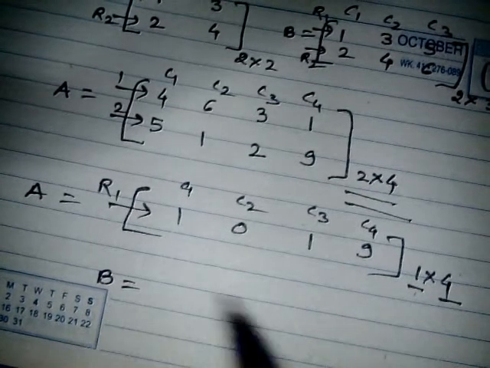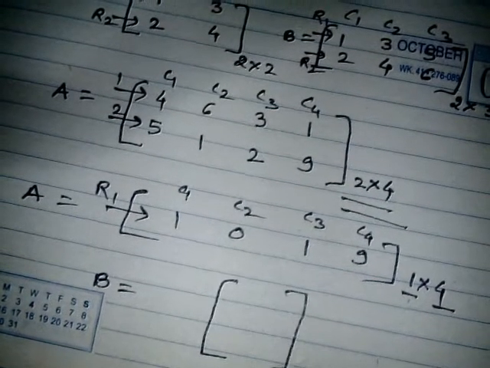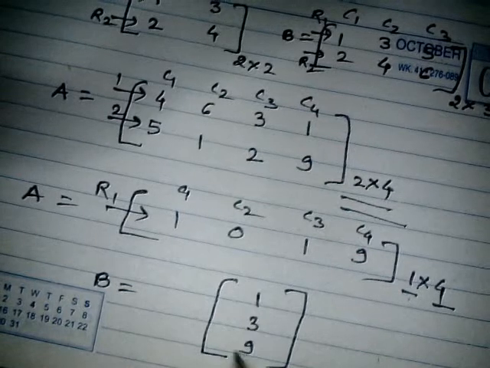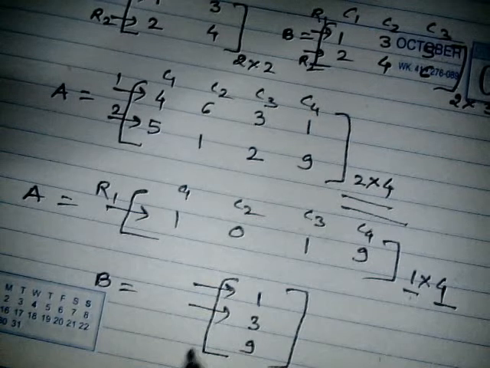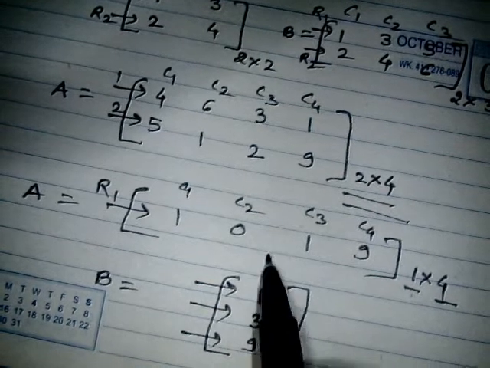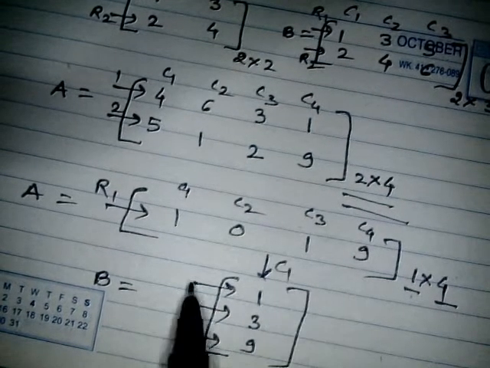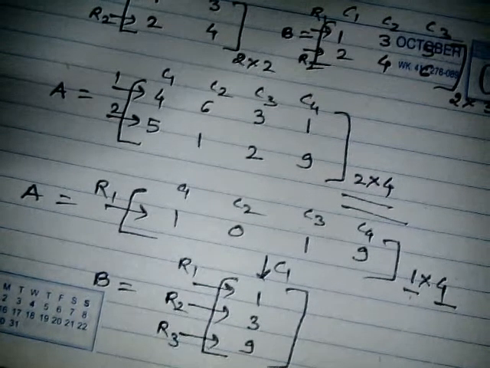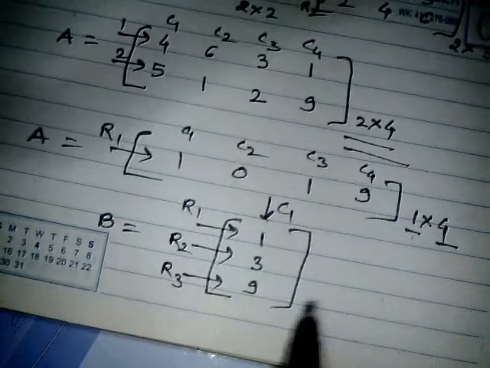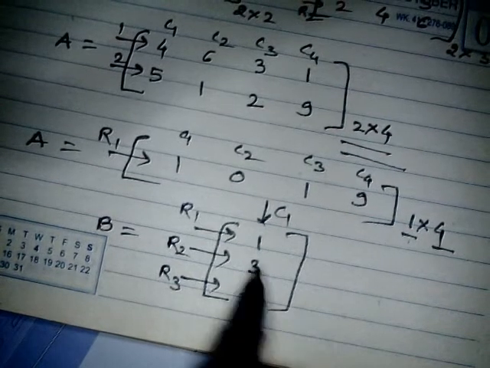So how many rows are there? This is 1 row, this is second row, this is third row, and how many columns are there? 1. Rows are 1, 2 and 3. Whenever you are writing the order, always the number of rows should be written first. So 3 rows are there and 1 column. So this is the order of this matrix.